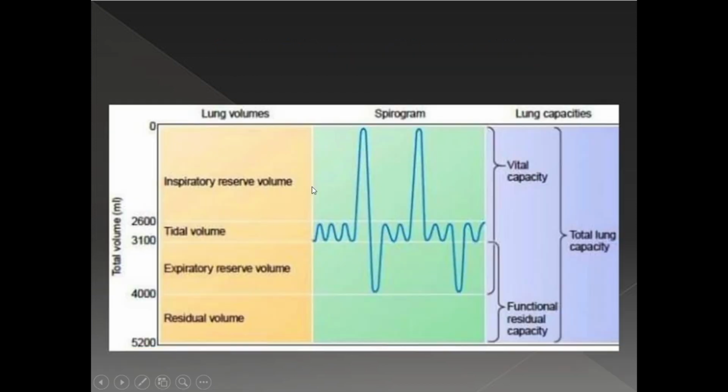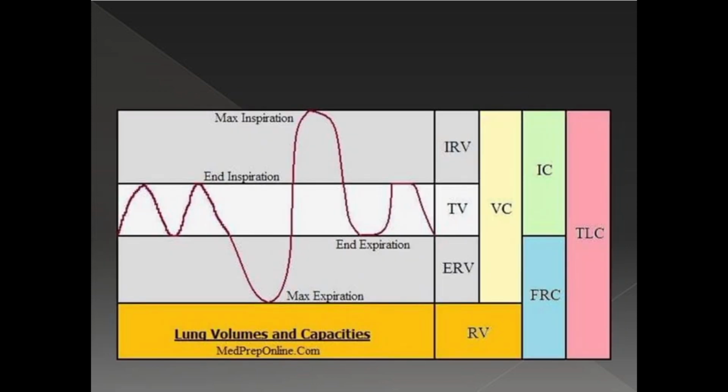These are various types of lung volumes and lung capacities, as we have explained with this diagram before. These are various types of capacities which can be easily calculated from the lung volumes.